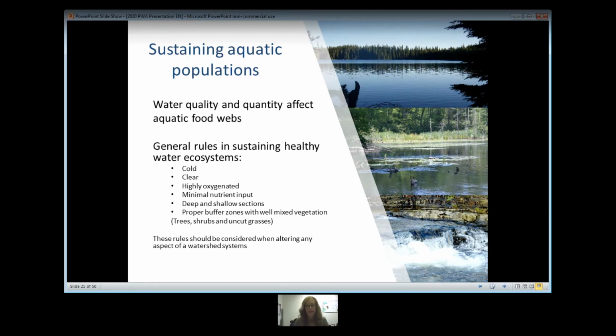So basically, to have a healthy waterway, generally these are some of the rules to sustain a healthy ecosystem in them. So cold water is very important for fish, for example. Having clear water is good. Having your water highly oxygenated as well. Having minimal nutrient input coming from land activities such as agriculture. So that can be fertilizers that leach in.